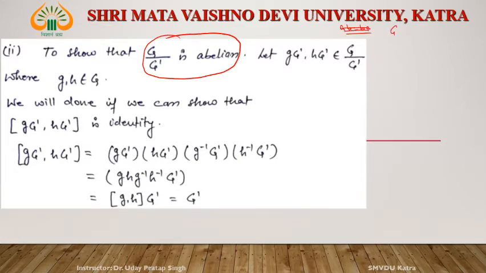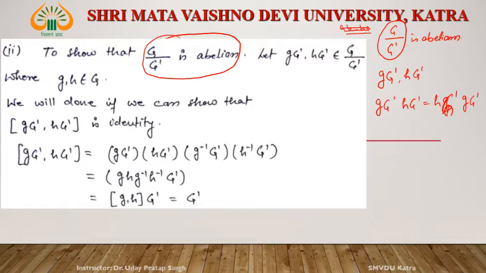What we have to prove is that G by G prime is abelian. So consider its two elements: one is small g capital G prime, the other small h capital G prime. If we are able to prove that gG prime hG prime is equal to hG prime gG prime, right, then this result is done. Then G by G prime is abelian.